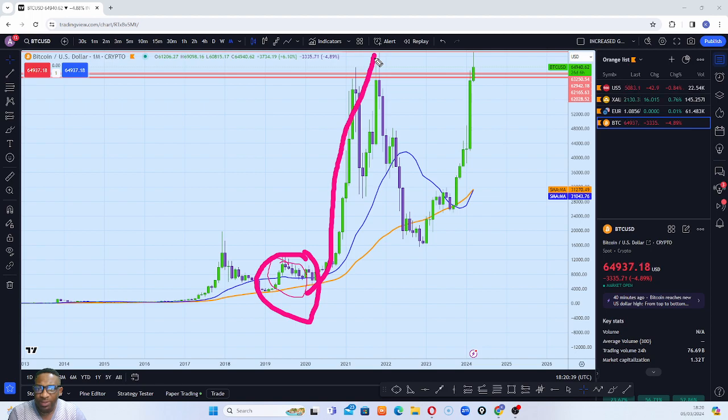From the wide state where it got to the blue line, you can see the gap, and the red line, which is the 200, will be somewhere here. So from here to here is a gap. This represents the wide state. Once price gets to the wide state, it will surely come back to the narrow state. So this is where we are currently today.